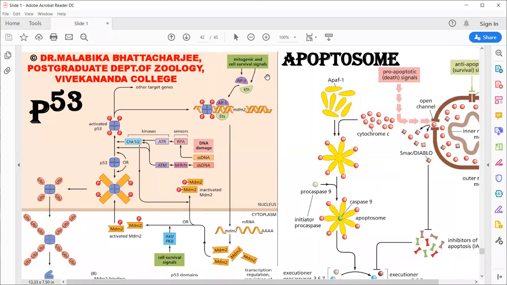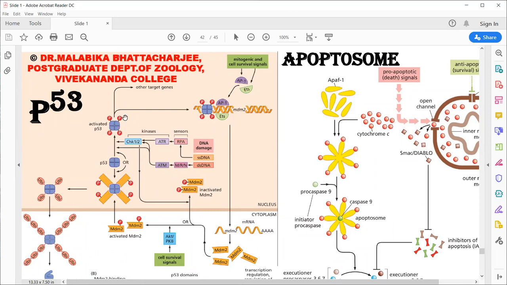Cell survival signal means that p53 will be degraded. Whenever there's a cell survival signal, it is evident that p53 will be degraded. You can see the p53 is phosphorylated. This is the activated form. So if it's a mitogenic signal, we get an activated p53. See, there's a mitogenic signal. There is a very low level of MDM2 in the cell.